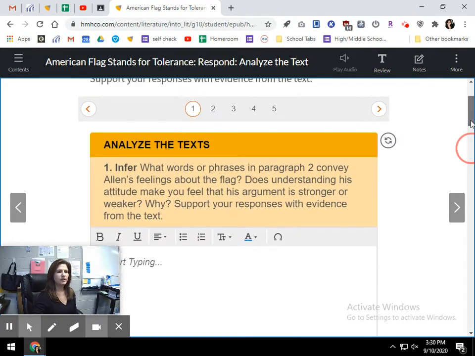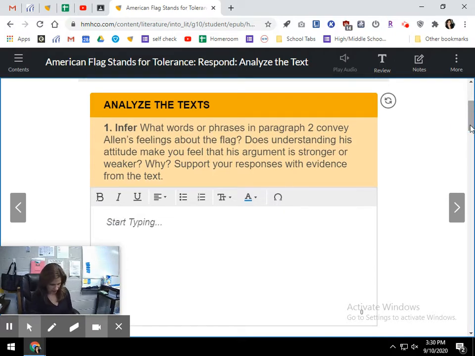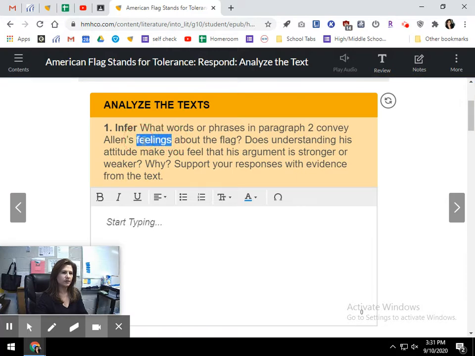Okay, so let's get started on these analyze the text questions and maybe help set up the answers for you, so you'll have a good place to start. First of all, we start out with infer. What words or phrases in paragraph 2 convey Alan's feelings about the flag? I would say a key word here is feelings. We can look for feeling words. How does he feel about it?